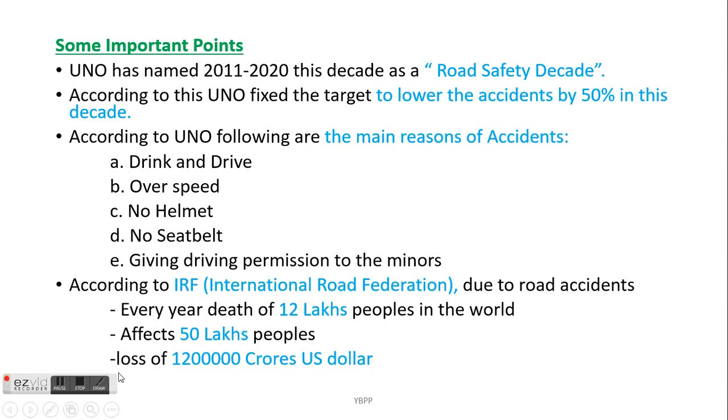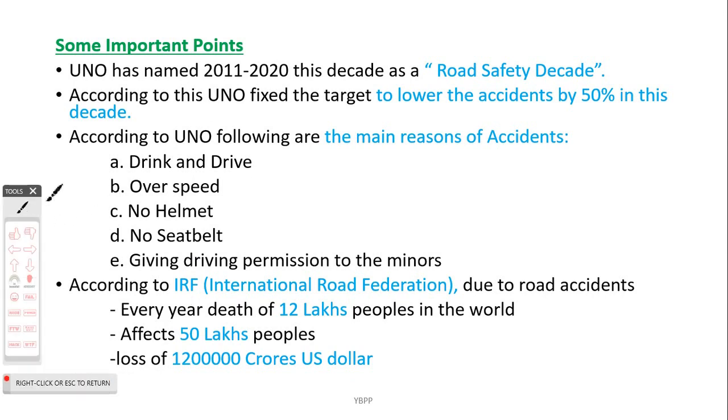There are five reasons. First is drink and drive, overspeed, no helmet, no seat belt, giving driving permission to minors. Minors means a person who is below 18 years of age.